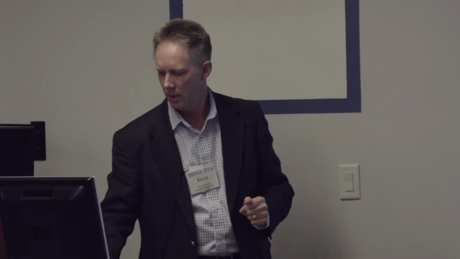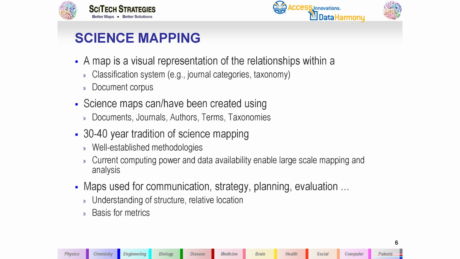So from a visualization perspective, it's a little bit hard to see things at that level. So science mapping, in general, what is it? It goes by different names. Sometimes it's called domain mapping or knowledge domain visualization. Things like that all refer to something that we talk about as science mapping.